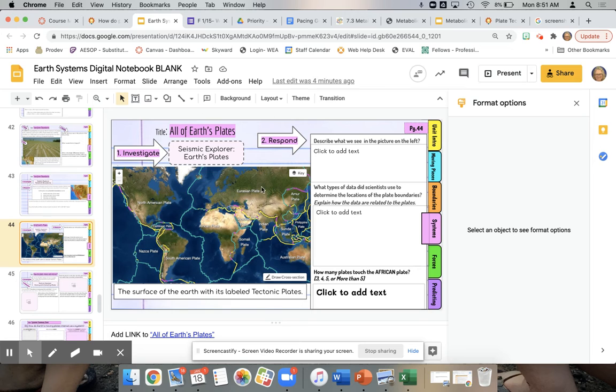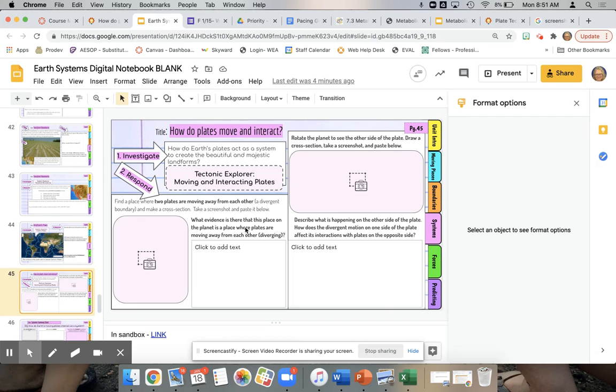And we've got all of Earth's plates. So here they're now seeing that every single plate is here, and, well, not in this view, but anyway, on Earth, they have names, and they are going to explore here. So please make sure that you add the link. Answer these questions.